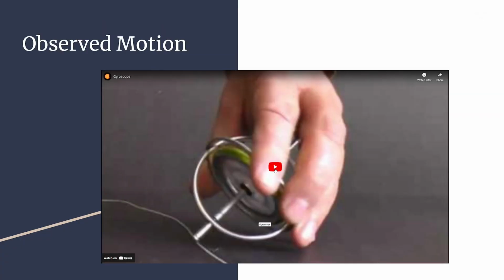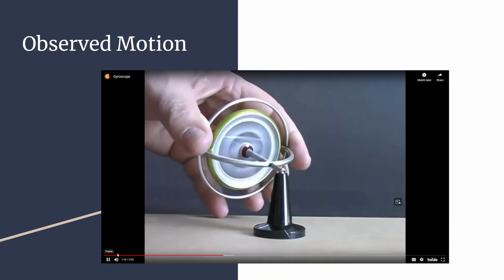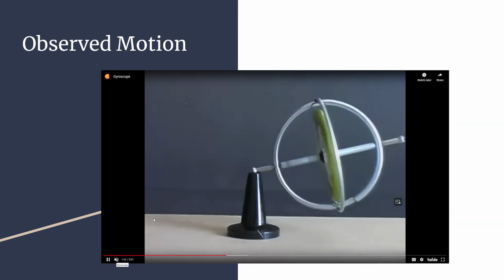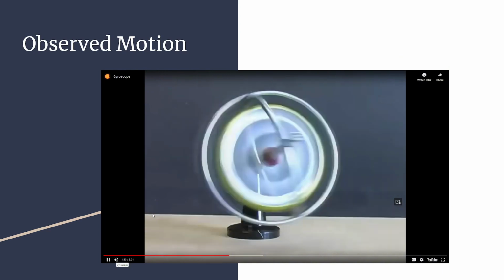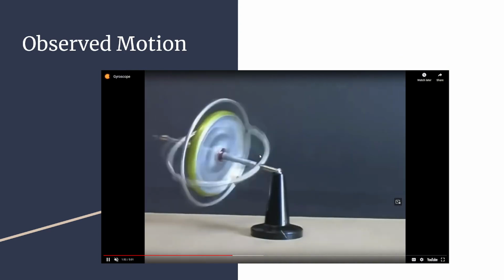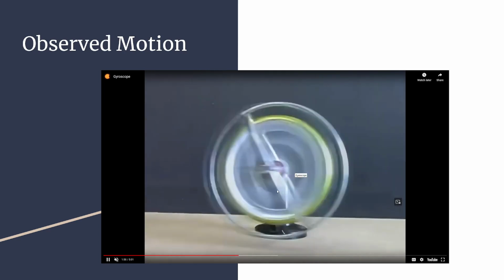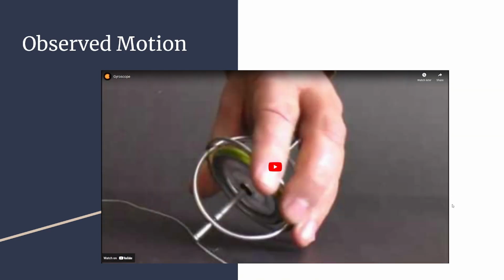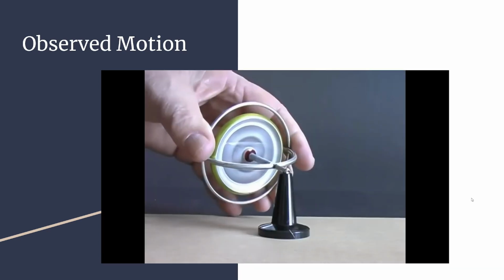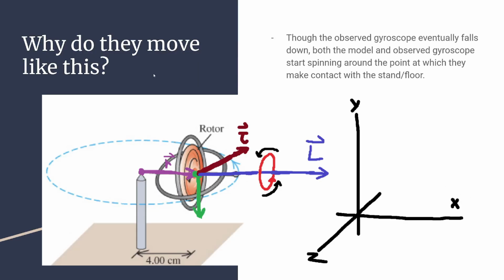And here's our actually observed motion, which is taken from a video. As you can see, it's spinning in a way similar to our computational model, though it's starting to fall off as it keeps on going. And we'll see why this happens and why this motion as a whole happens. So let's discuss. Why do they move like this?